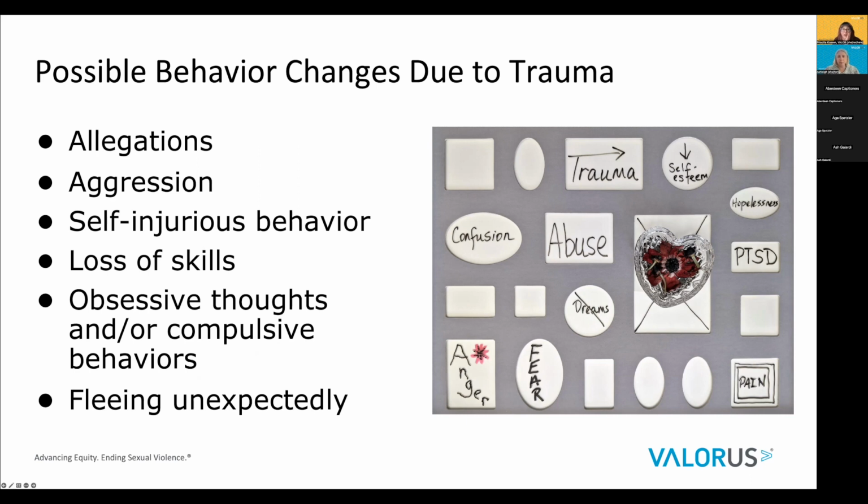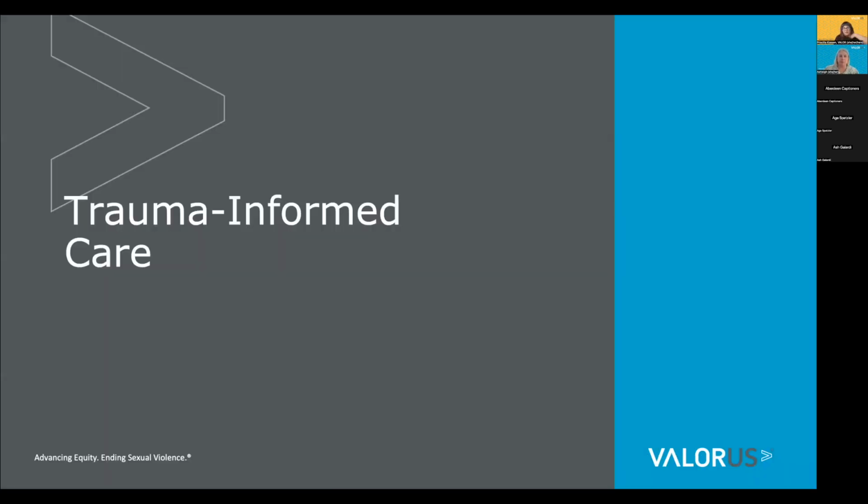And then for all of these: aggression, injurious behavior, loss of skills, eloping or fleeing unexpectedly, obsessive thoughts, compulsive behaviors. Some of the things that you might want to take into consideration are, are these things new? Has there been an increase in frequency or severity? Is this a response to a specific person, setting, activity, or time? Are there other environmental factors like sound, light, noise? Is the person exhibiting other unusual behaviors? And do these things come and go? So those are just some things to keep in mind about behavioral changes when it comes to someone either experiencing trauma or identifying when someone has experienced trauma.